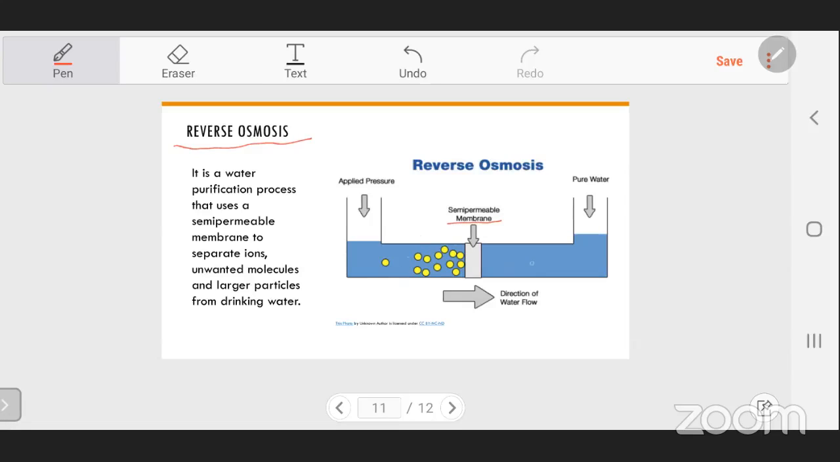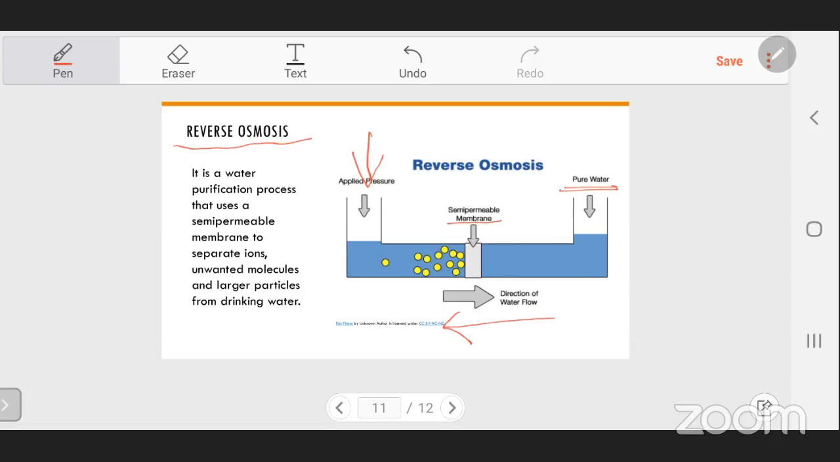So there is a smaller number of water molecules, that is liquid molecules. And this side, the pure water, has more liquid molecules. So according to the law of osmosis, the flow will happen in this direction, from right to left. But when we apply some external pressure, that is osmotic pressure, here the osmosis will stop.